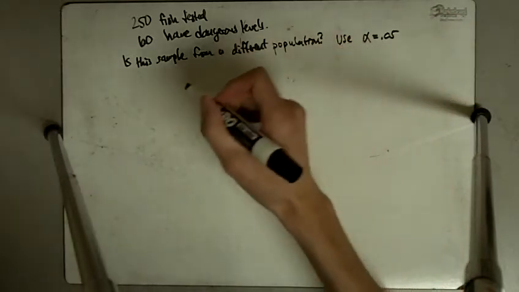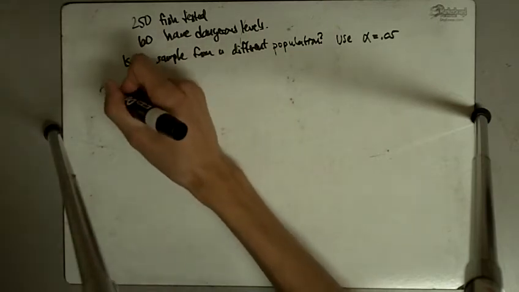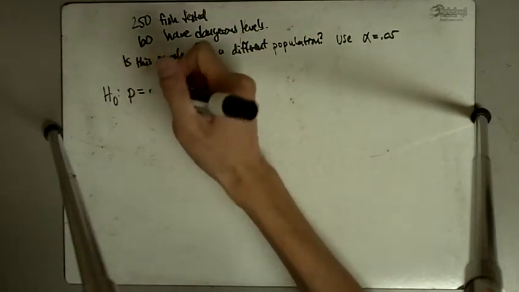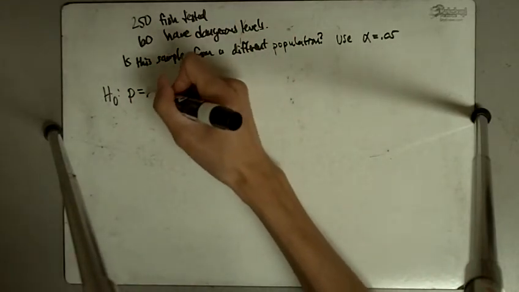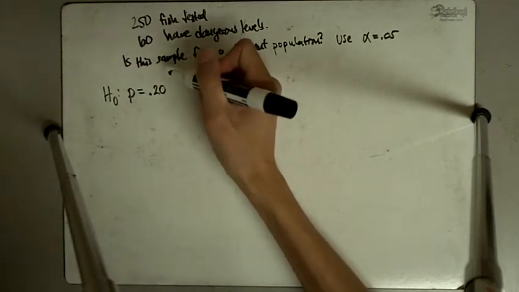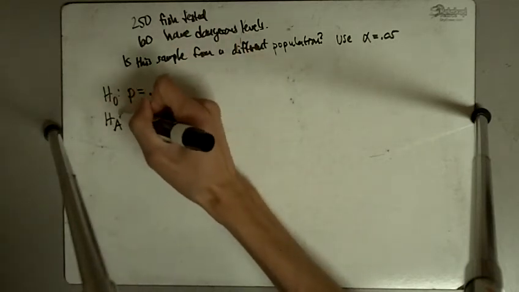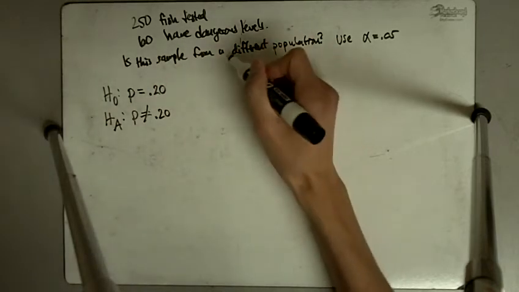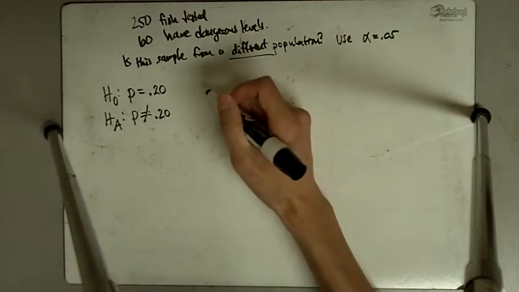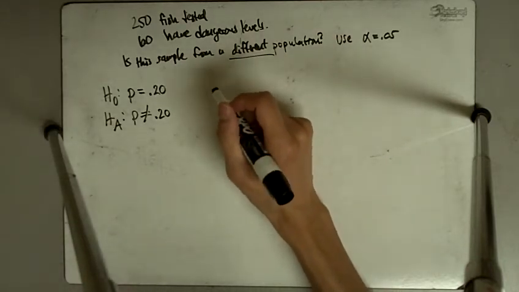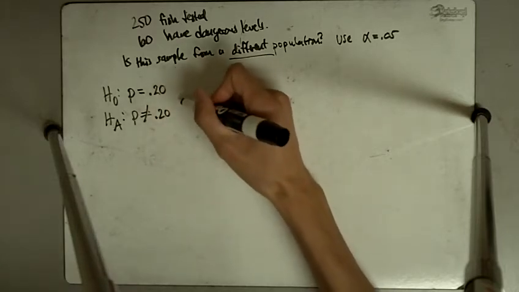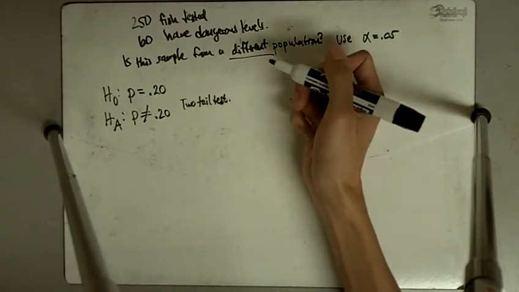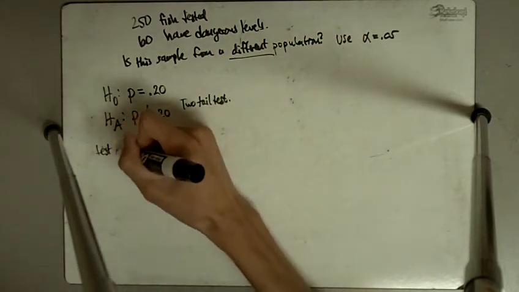If it came from the same population, which is our null hypothesis, then the proportion of dangerous fish would be 20%. If it came from a different population, the proportion would not equal 20%. It just is different, not more or less, so we use not equal to. This means we've got a two-tailed test. Now our test statistic.